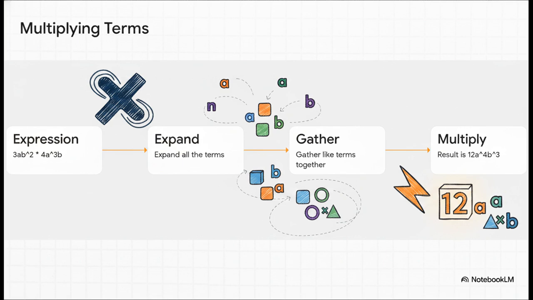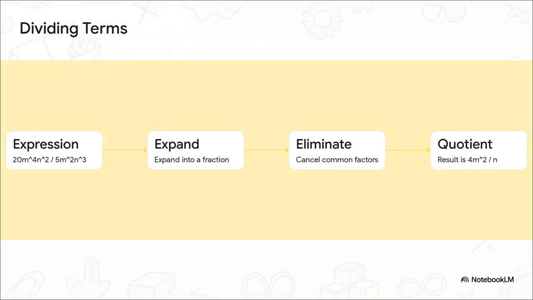3 times 4 is 12. a times a³ is a⁴, and b² times b is b³. So our final simplified answer is 12a⁴b³. And this brilliantly illustrates our final concept today, division, because we use the exact same expansion logic. Say we want to simplify 20m⁴n² divided by 5m²n³. Step 1, write it out as one big expanded fraction. Step 2, just eliminate the common factors on the top and the bottom.